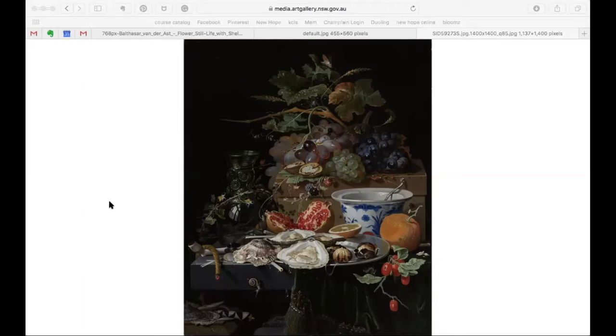You can see there are some shells. I think these are oysters in the front. And there's also a vase here. So when you use contrasting things that are light and dark, you can draw attention to them.